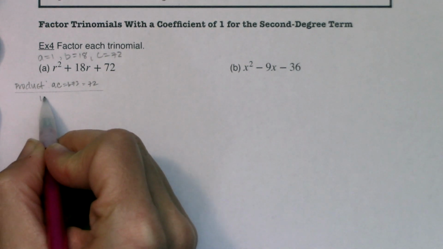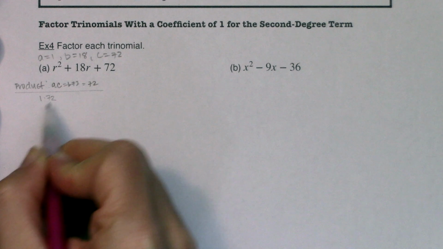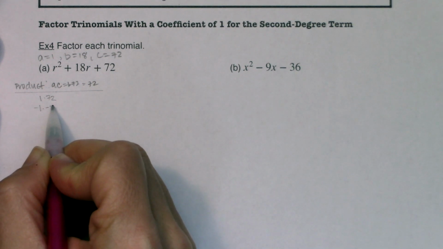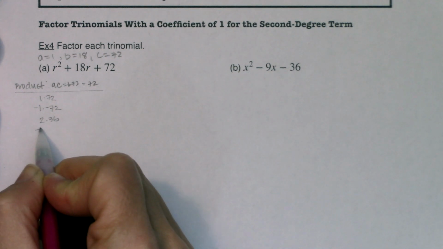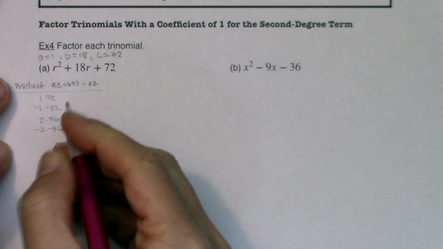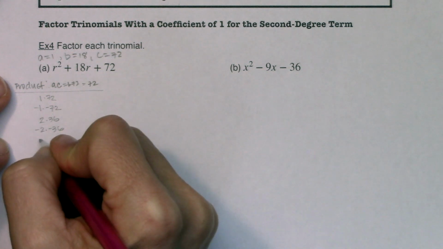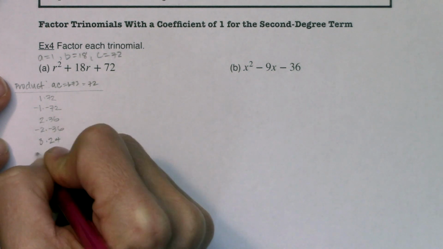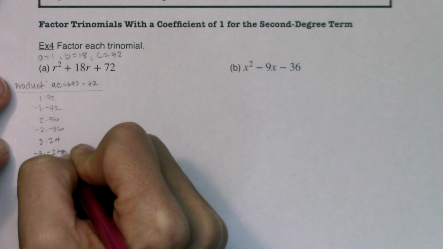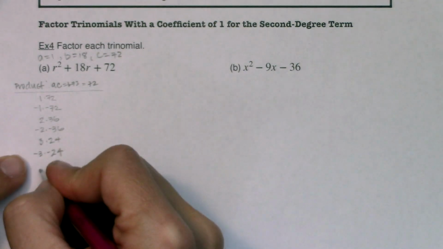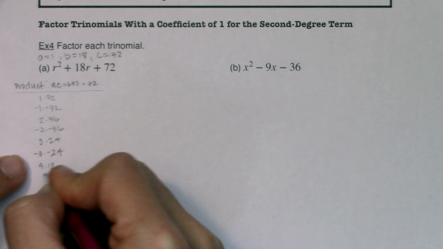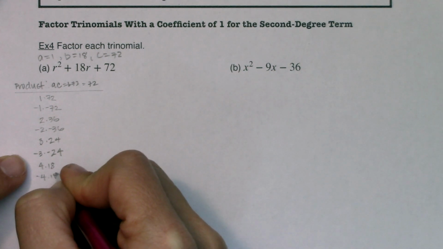So we could have 1 times 72, or we could have -1 times -72. We could have 2 times 36 or -2 times -36. We could have, let's see, 3 times 24 or -3 times -24. And I'm going to keep on going. 4 divides into 72, so I could have 4 times 18 or -4 times -18.